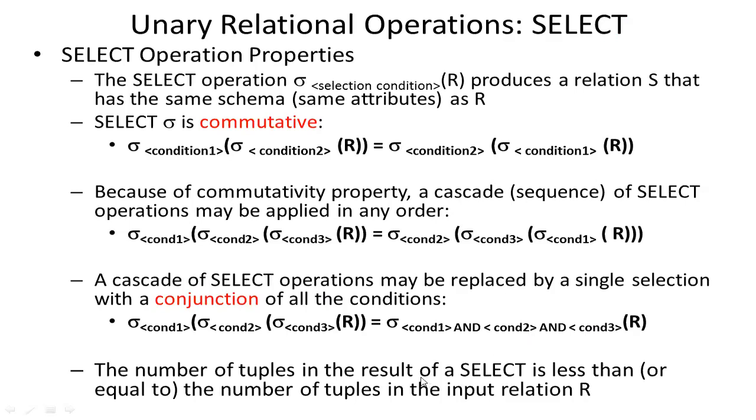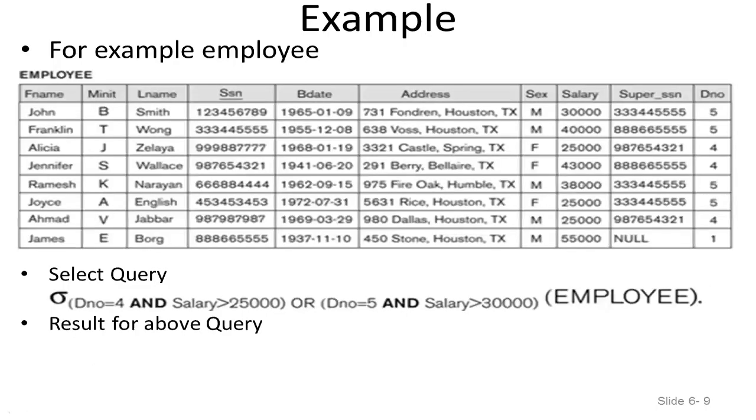The number of tuples in the result of a select is less than or equal to the number of tuples in the input relation R. So generally when you apply a condition, for example, if in the initial relation or table you have 100 records, and you apply a certain condition, then based on the condition you'll mostly be getting fewer records than the given set of records, okay. Able to understand? So that is the point here. And now we'll discuss one simple example.